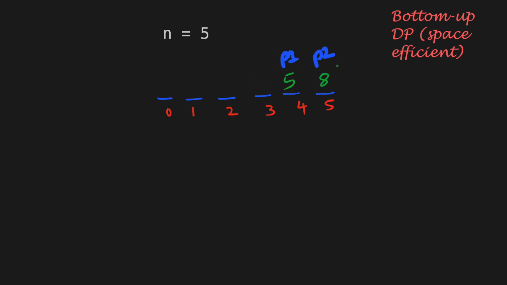Now the time complexity of this approach stays O of n, as each step is calculated once in a single loop. But the space complexity reduces to O of 1, as we use only two variables, previous 1 and previous 2, instead of the DP table in the previous approach.